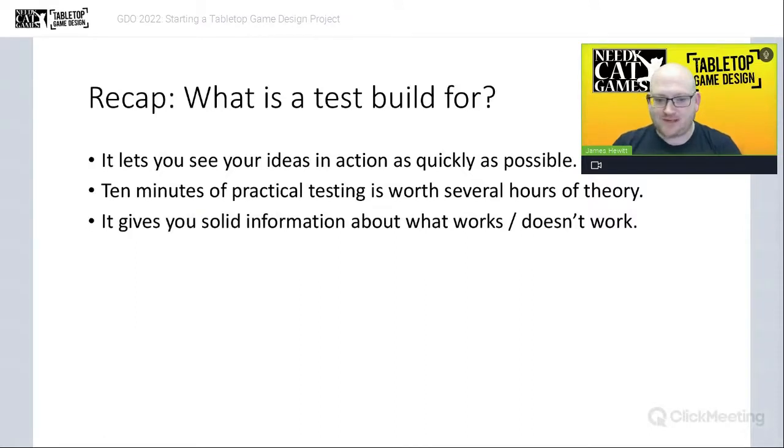10 minutes of practical testing is worth several hours of theory, and you will get great solid information about what works and what doesn't. I know several designers who will talk to me at length about this great idea they've got, and multiple professional designers who will say, I've got a great idea and I'm thinking I'm going to do this, this, and this. What do you think? And my answer usually is, have you tested it? Do you want to test it? Should we test it out? And a lot of the time they haven't. And the moment they do, they know immediately, oh, this is a good idea, this is a bad idea. The test build is all about that.